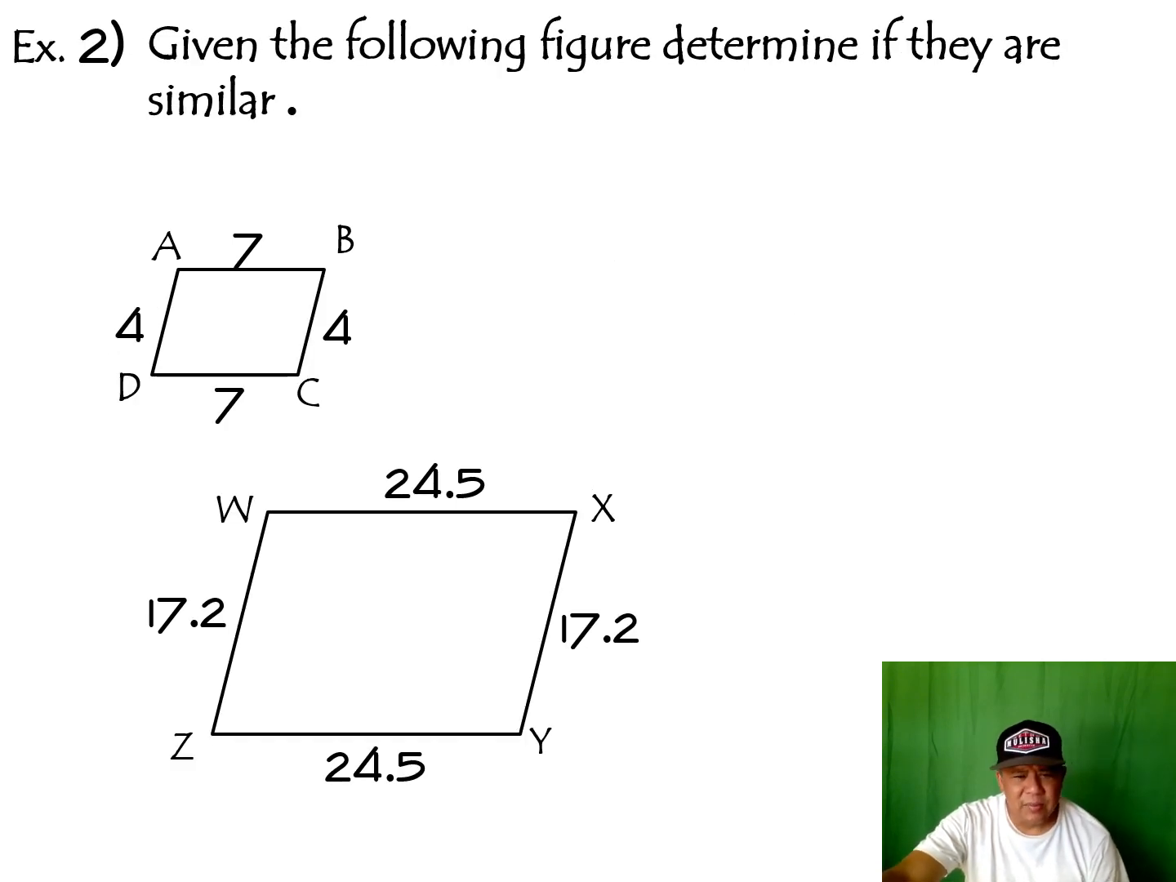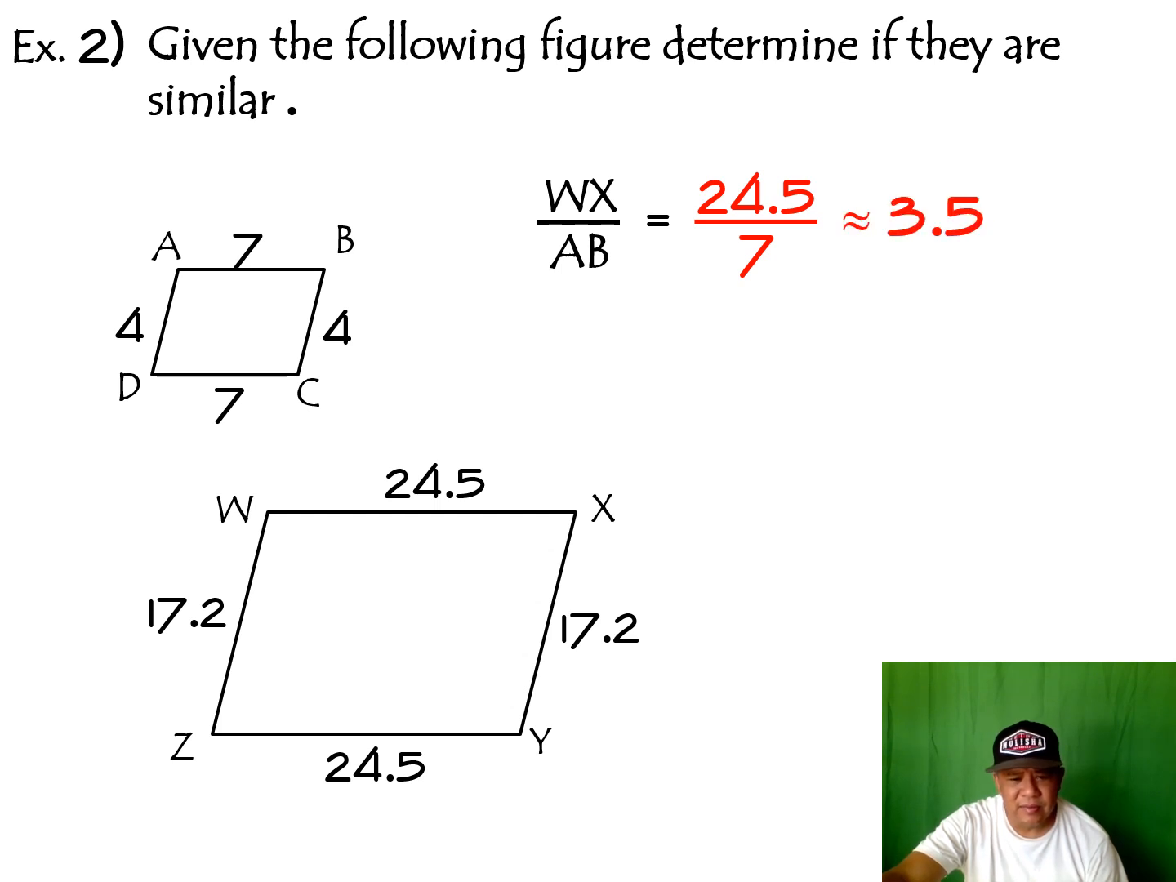Now let's take a look at example 2. Given the following figures, determine if they are similar. Now, how do we determine whether they're similar? Well, remember I told you that if they have the same proportion, then they are similar. So how do you figure that out? What you're going to do is take WX to AB, and 24.5 divided by 7 is 3.5.